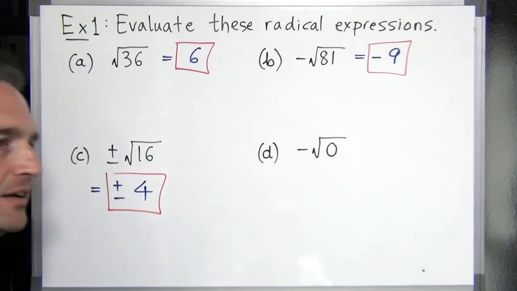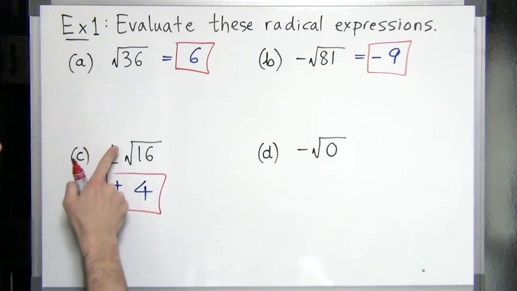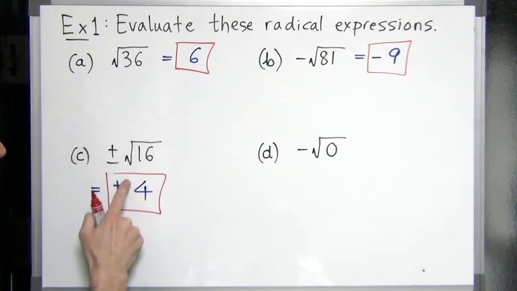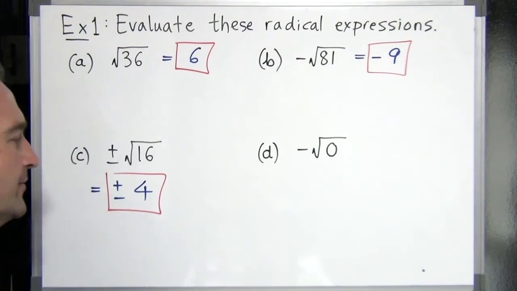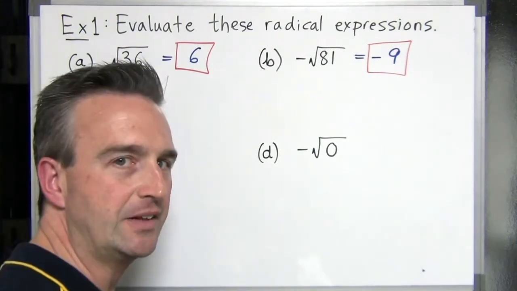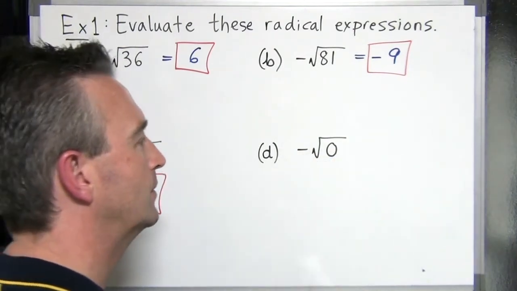This is actually asking, like I said, for two questions. What is positive radical 16? The answer is positive 4. What is negative radical 16? The answer is negative 4. There's the right answer. And the last one, negative radical 0.